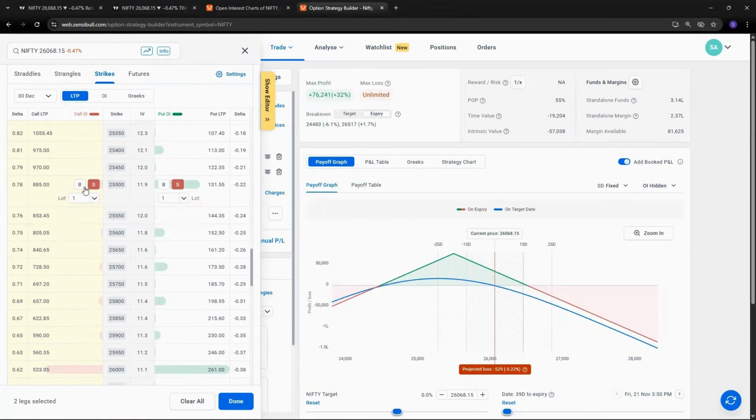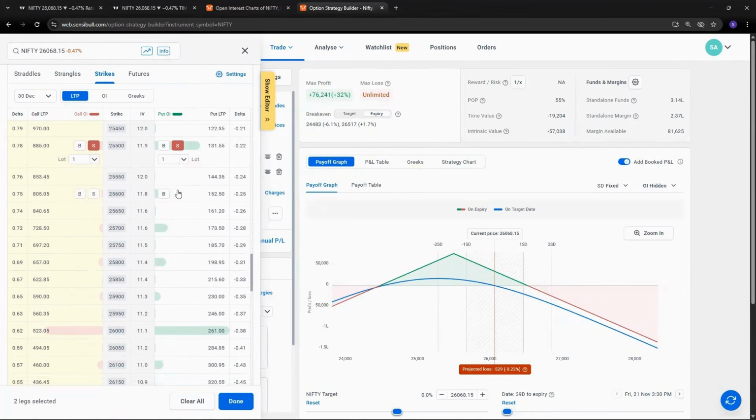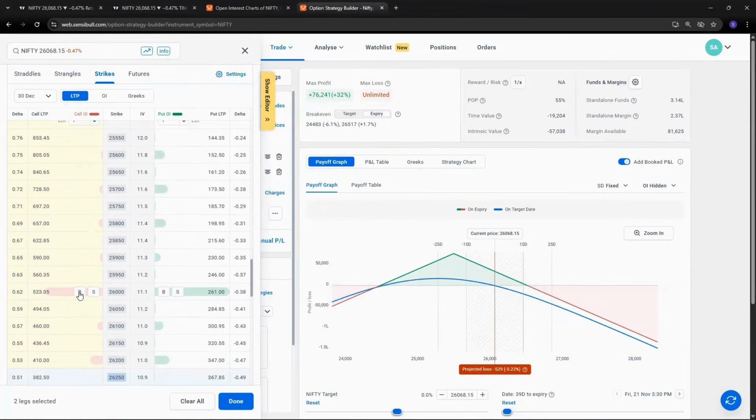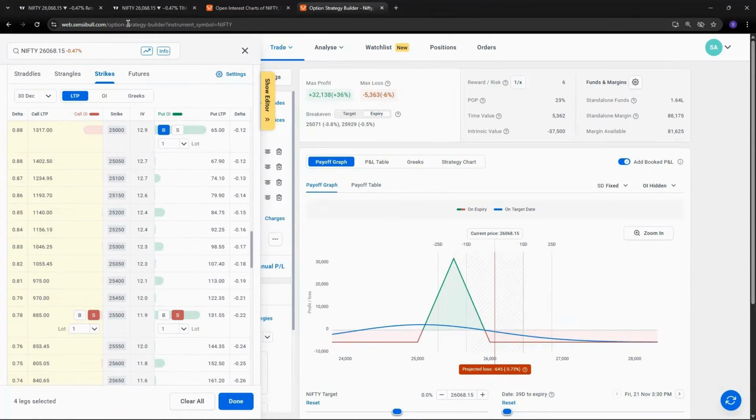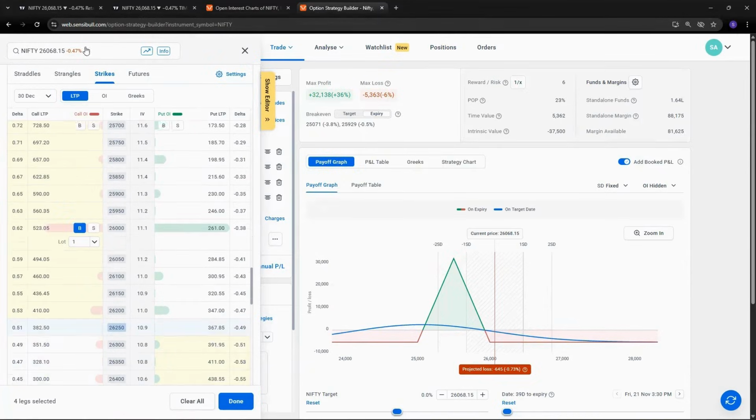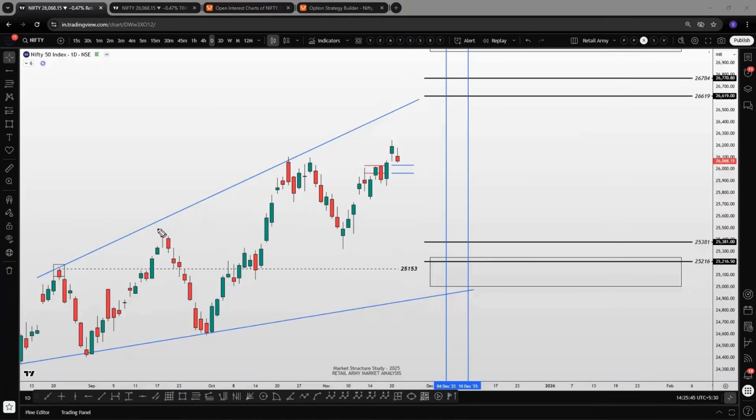So call option sold of 25,500, put option sold. Here, what I'm doing is I'm creating the hedges of 26,000 and 25,000. This is over. First part is over. Now what I'm doing is, I'll show you. We have made the iron fly, IF iron fly at 25,500 of December month end. Simple.